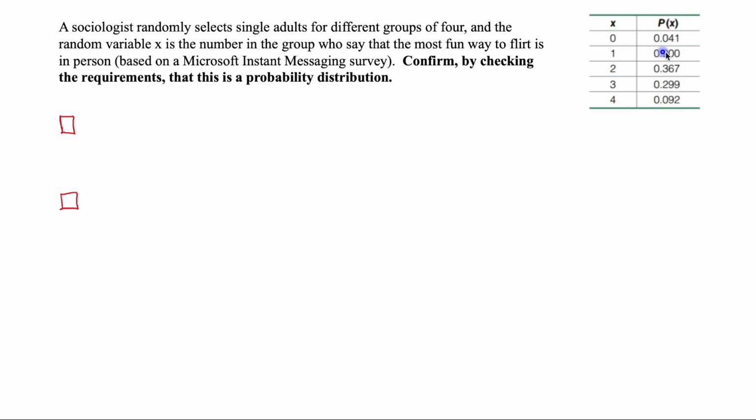So we can see that it's a probability value rather than a frequency distribution table, where there would be counts of each number or quantity here. So there's two things that we want to check to confirm it's a probability distribution.